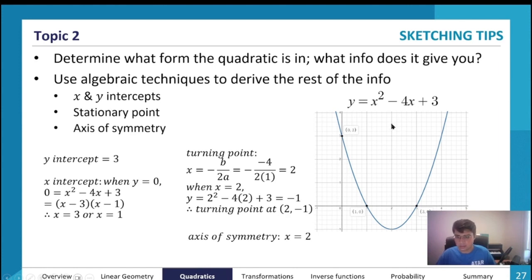Now, the axis of symmetry, it's just a line along which, if you were to fold the parabola that you've got here in half, it would fold perfectly along itself. So this is the line that's running through the turning point, and you can use that information to deduce the fact that the axis of symmetry is given by the line x equals 2. So that's going to be a line running straight down here, where every x value for any point along that line is going to be 2.